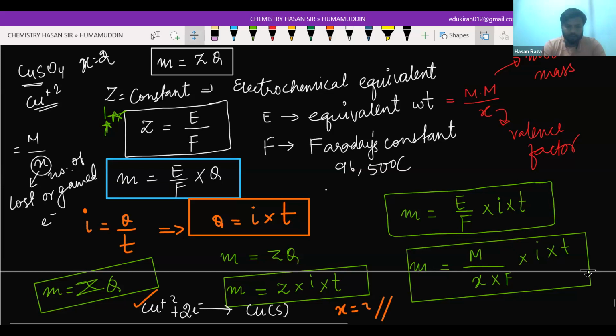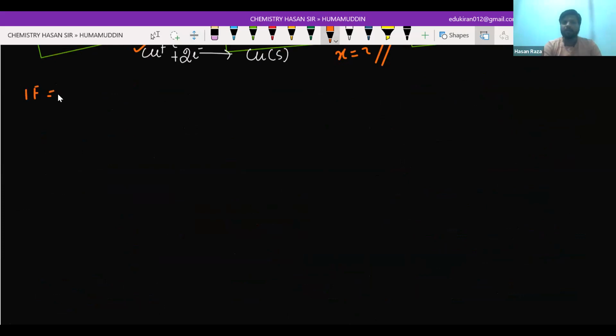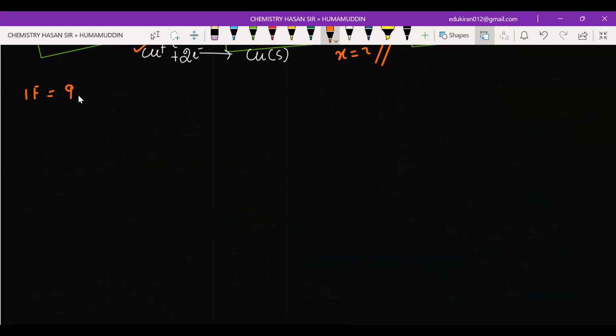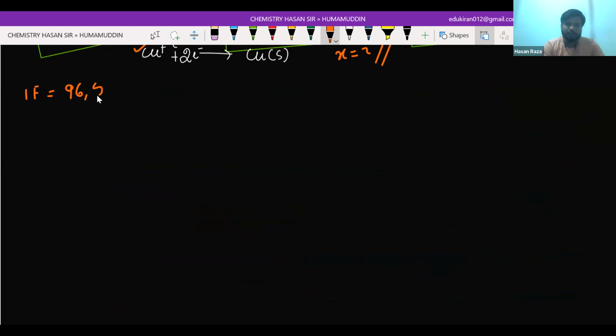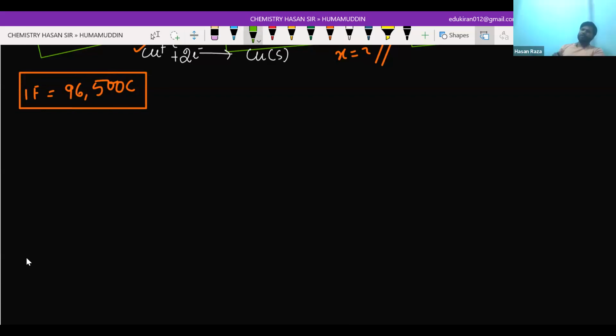Now I'm going to give you a question. Do you know how this value comes out to be? 1 Faraday, we write 96,500 coulomb. Is my voice lagging? Yes. Okay. 96,500 coulomb. Do you know where this value comes from? It is very easy to understand.